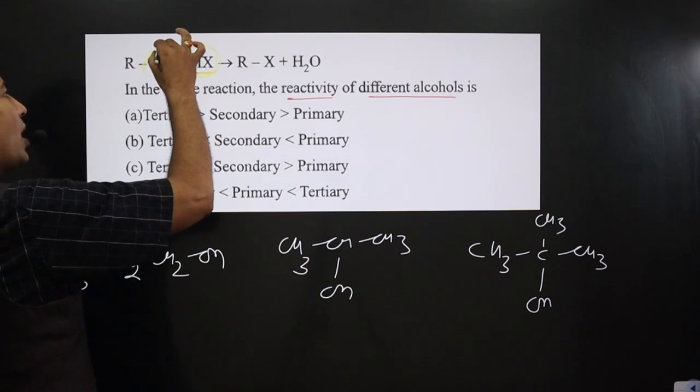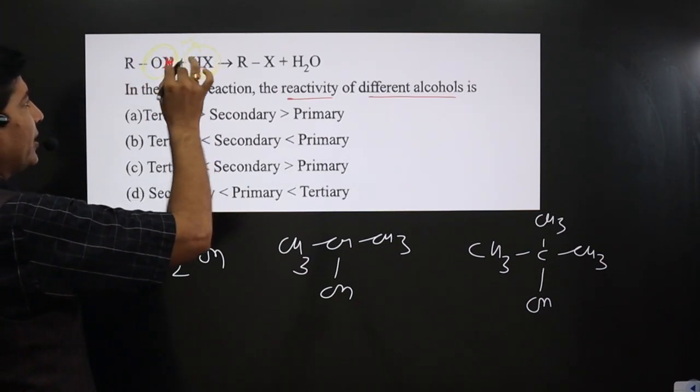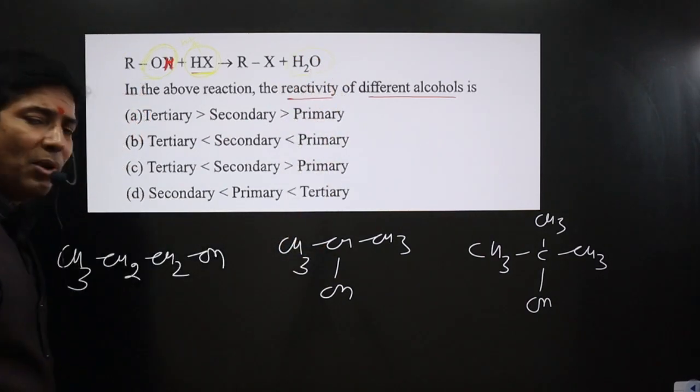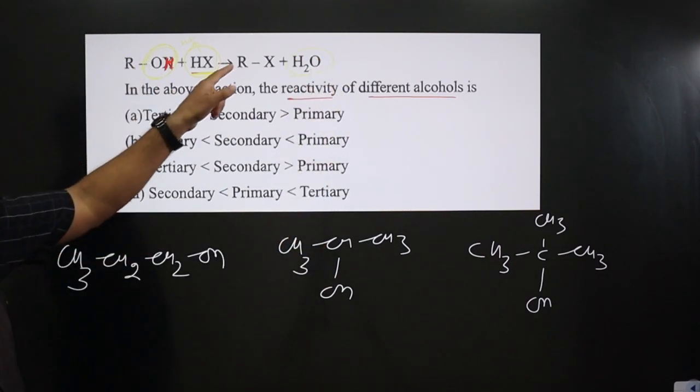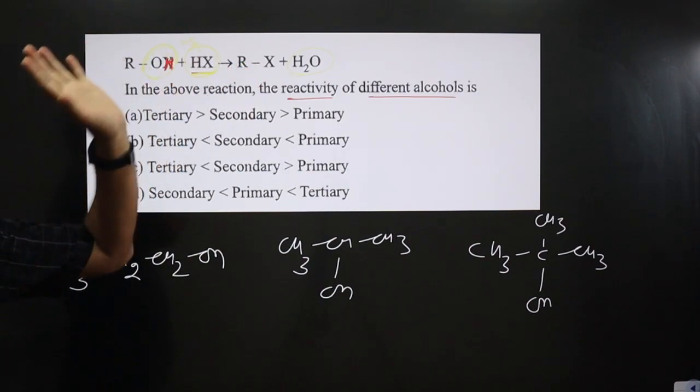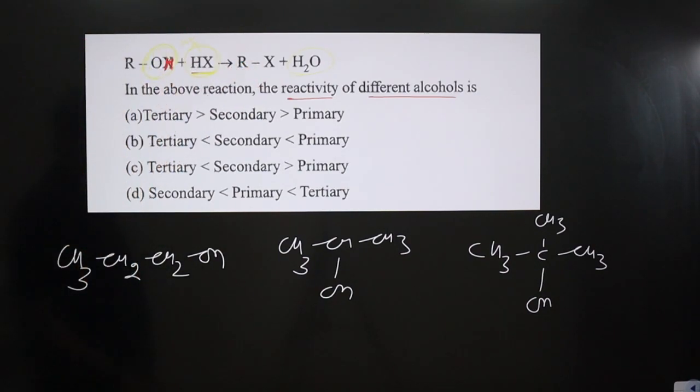And from here, if the alcohol has a greater tendency to release OH, the H plus ion and OH will combine together and be removed in the form of a water molecule, leaving behind alkyl halide. This R plus and X minus will combine, forming alkyl halide. So now pay attention carefully.